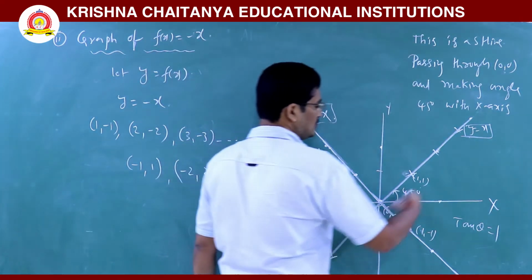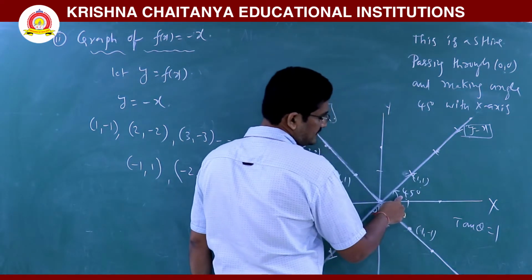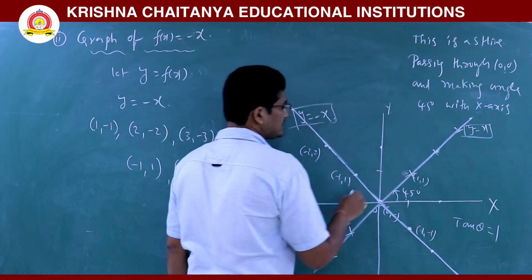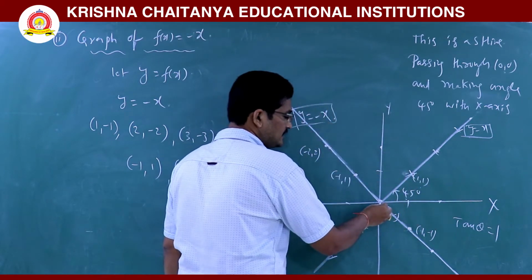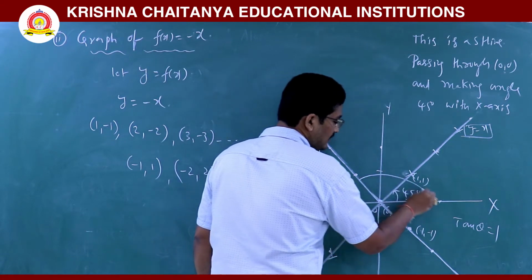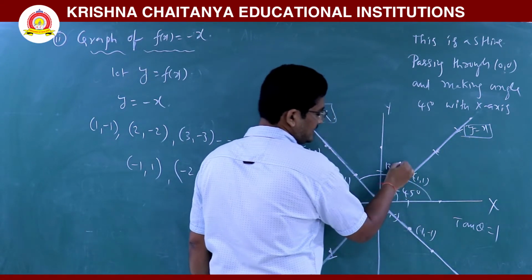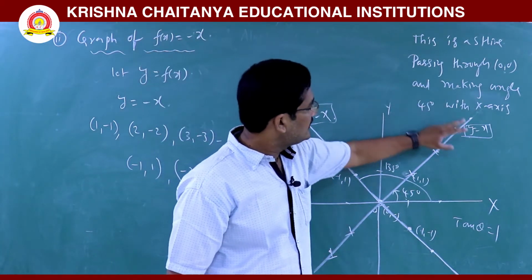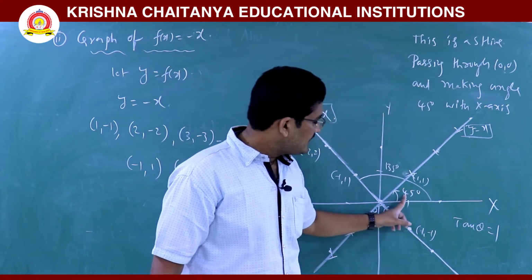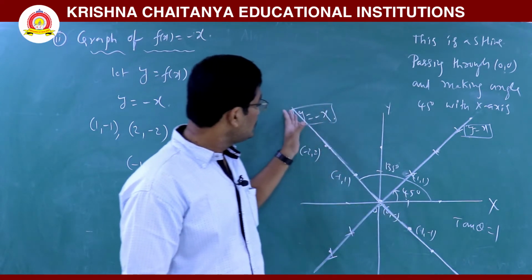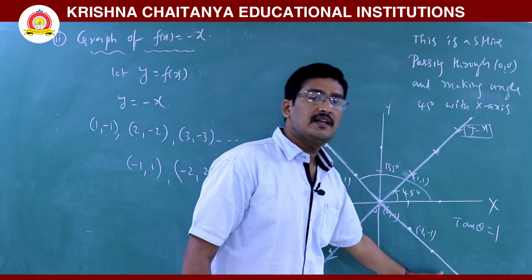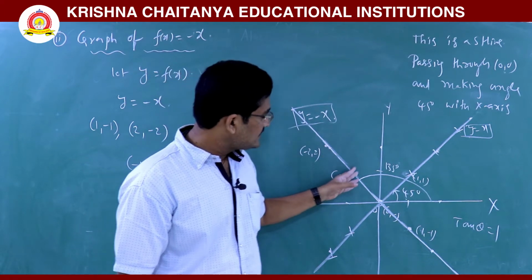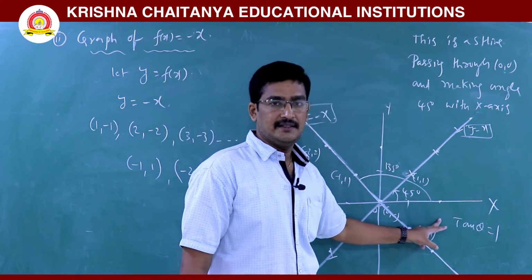This is a line passing through the origin, making an inclination of 45 degrees, an angle of 45 degrees with the x-axis. In the same way, this line is also passing through the origin, but it makes an angle of 135 degrees with the x-axis. Just observe that. The line y equals x passes through the origin at 45 degrees with the x-axis. But what about this line? It is also a line passing through the origin, and it subtends an angle of 135 degrees with the x-axis.